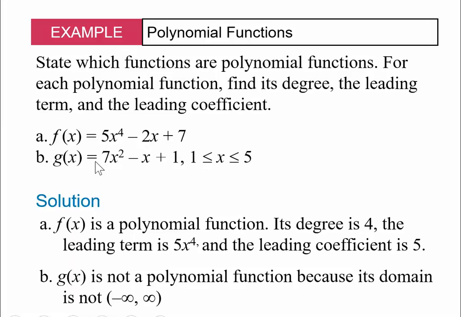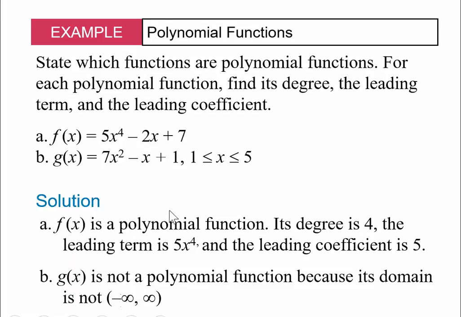All right, g of x equals 7x squared minus x plus 1, and then you have this little domain restriction right here. It only goes from 1 to 5. Looking at g, this is not a polynomial function, and the reason is because it has a domain restriction right there. It goes from 1 to 5 only. Polynomial functions always must have a domain from negative infinity to positive infinity.